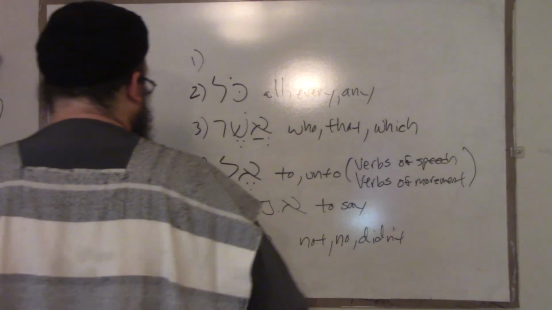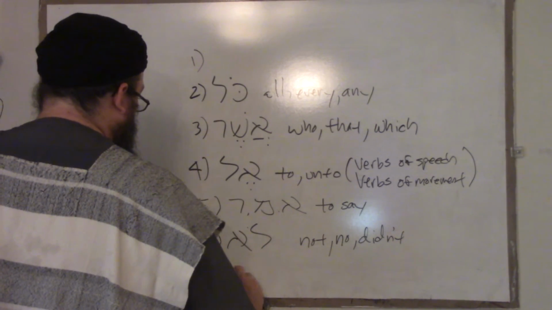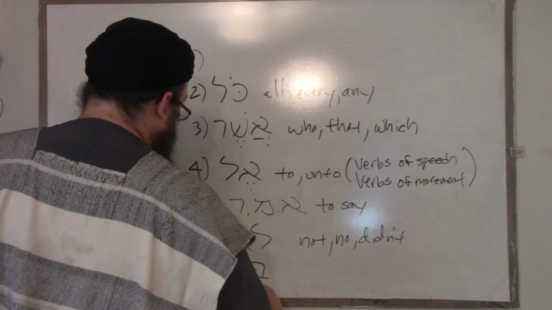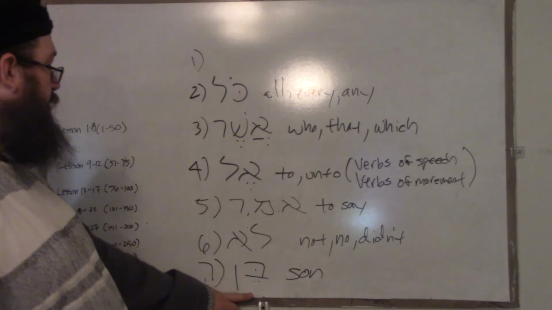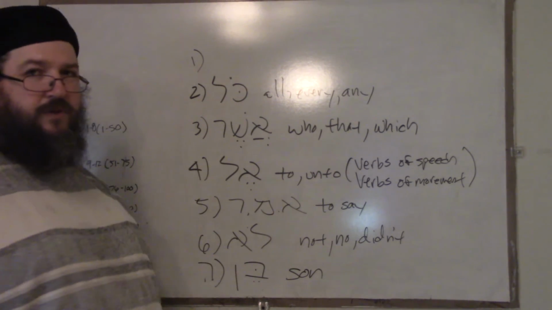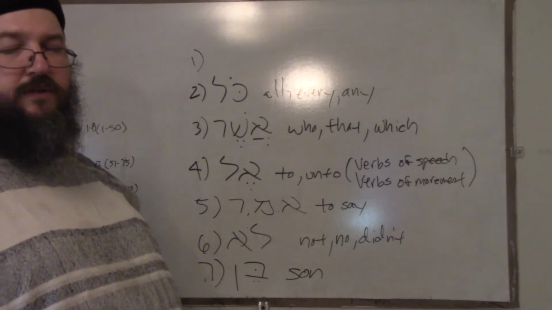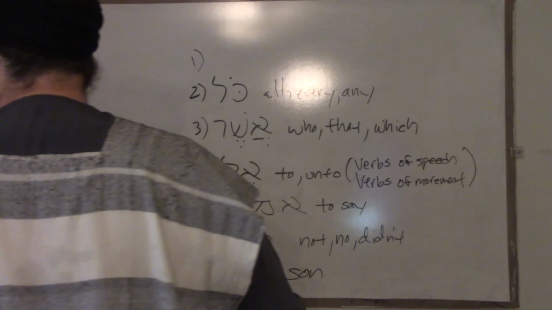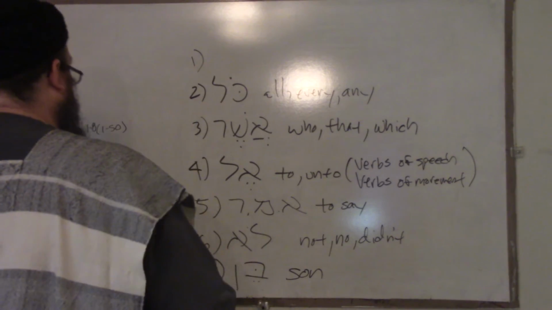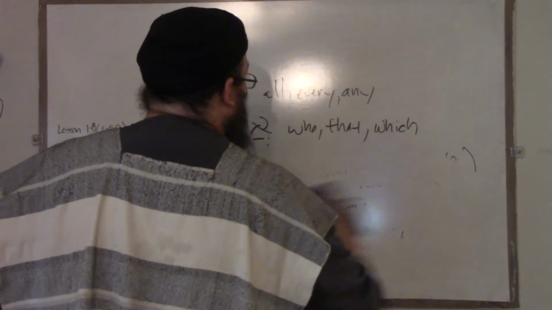Number 7, we use the word ben, which is the word for son. In Hebrew, the root ben comes from the root bana, which means to build, because a son is considered an extension of the home. Let's go to number 8.